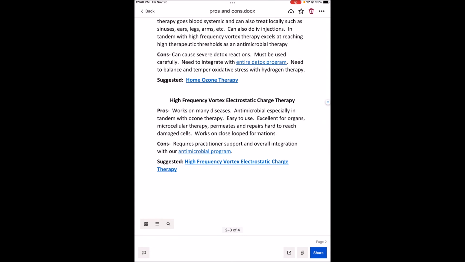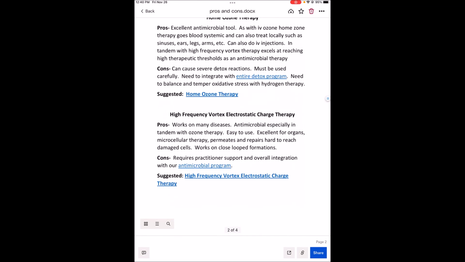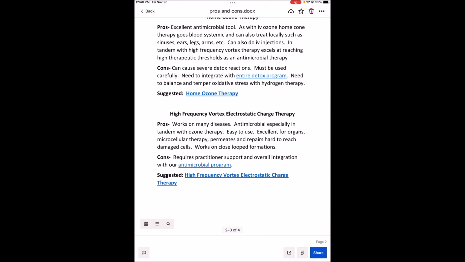High frequency vortex electrostatic charge therapy. Essentially, ozone and this therapy are literally what I call lightning therapies. Ozone's made by passing oxygen through a generator which has lightning strikes that electrifies the oxygen. It's called corona discharge, and that turns it to ozone. So it's literally like lightning strikes. The high frequency vortex therapy is like a lightning field. I always say, imagine sitting in the middle of an electrical storm and you don't get electrocuted, you get all charged up. So the key to this frequency is the ability to permeate the body.